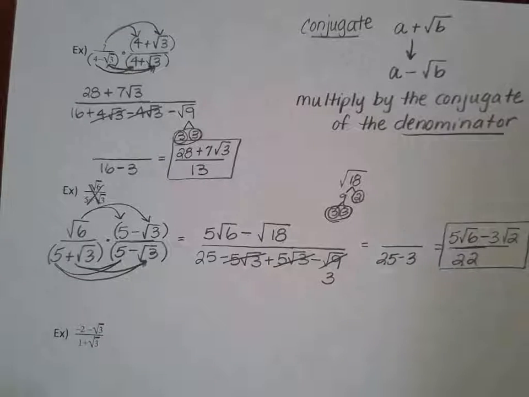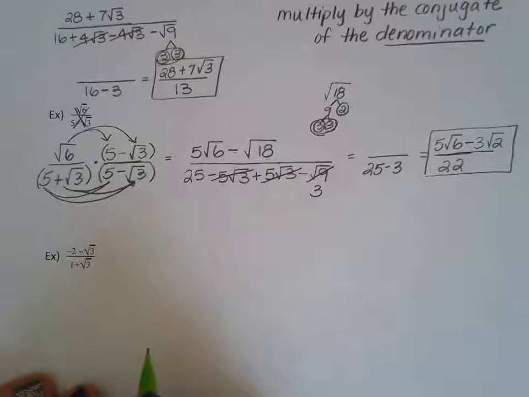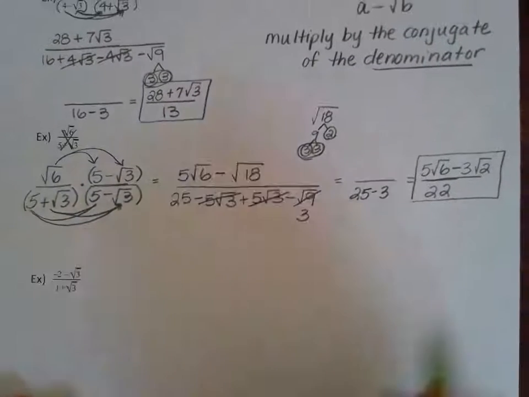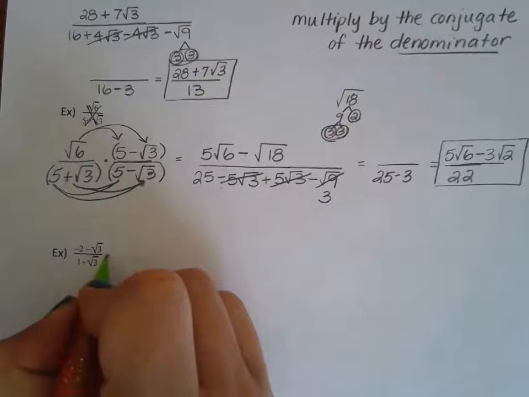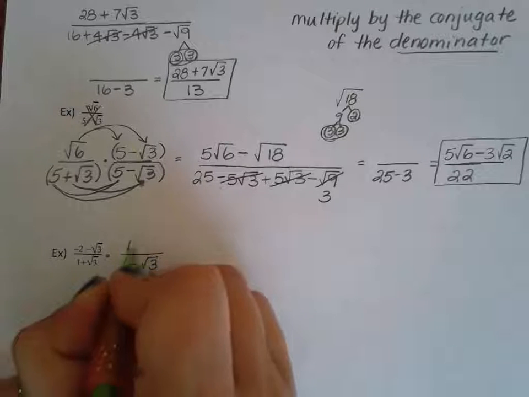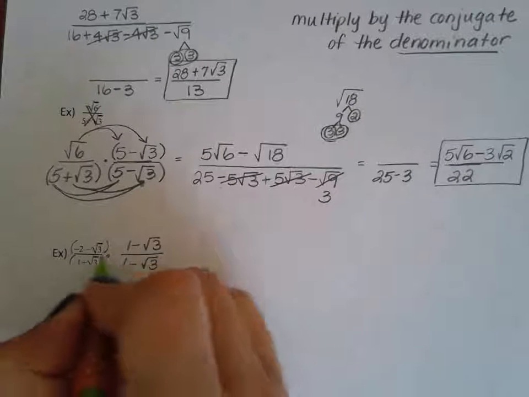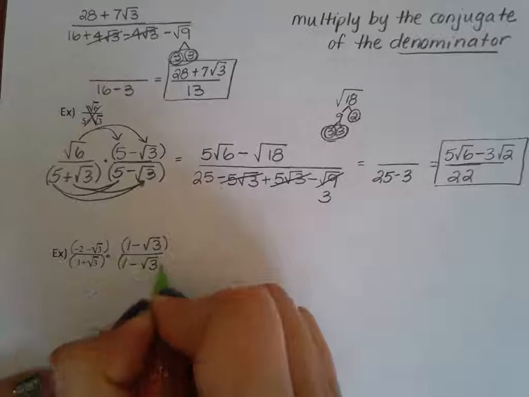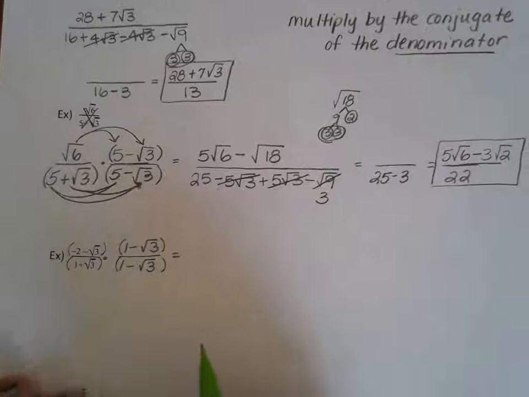Alright, one more example. Let's try this one. You have 1 plus root 3 in the denominator. Remember, we only care about the conjugate of the denominator. So we're going to multiply by 1 minus the square root of 3 on the top and the bottom. Okay, so we got to FOIL the top and FOIL the bottom. So we're going to be real careful with this one.